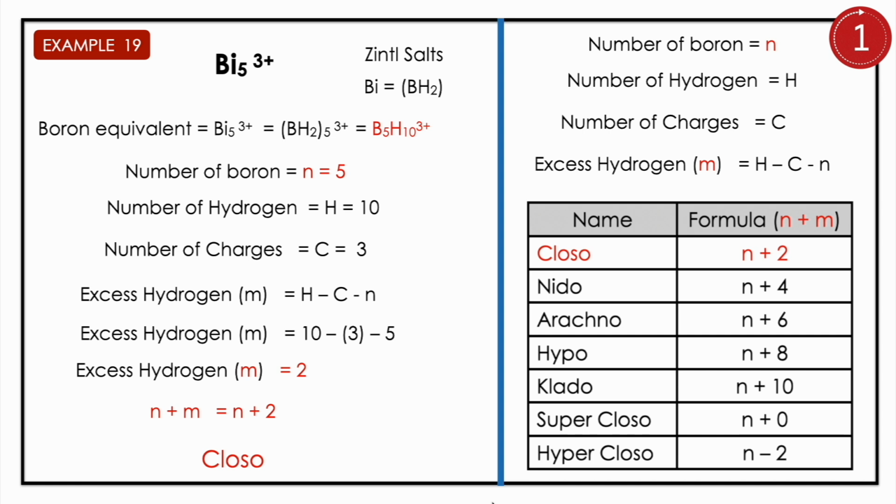So C is 3. The excess of hydrogen formula is M equals H minus C minus N, which is 10 minus 3 minus 5 gives 2. It is a N plus 2 system. If you look at the table, N plus 2 means Closo. So according to the Wade's rule, Bi5 3 plus has Closo structure.